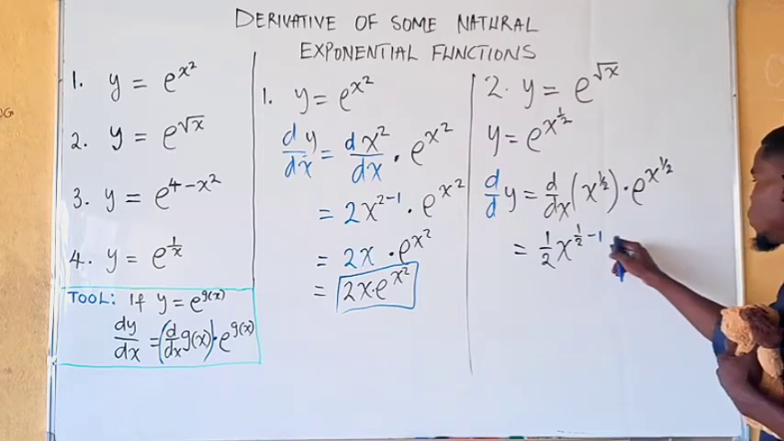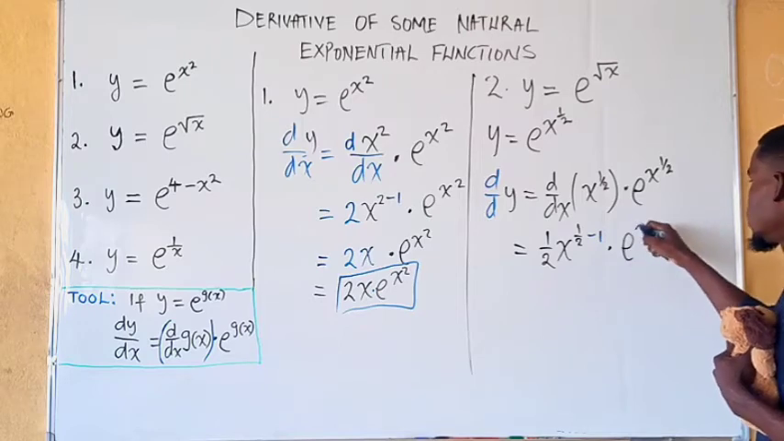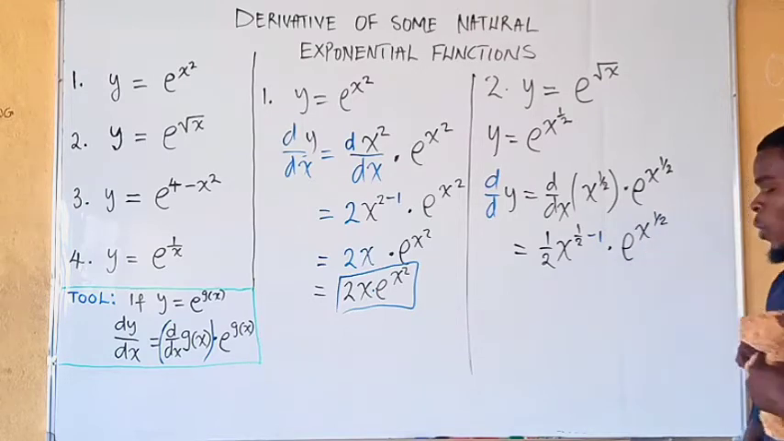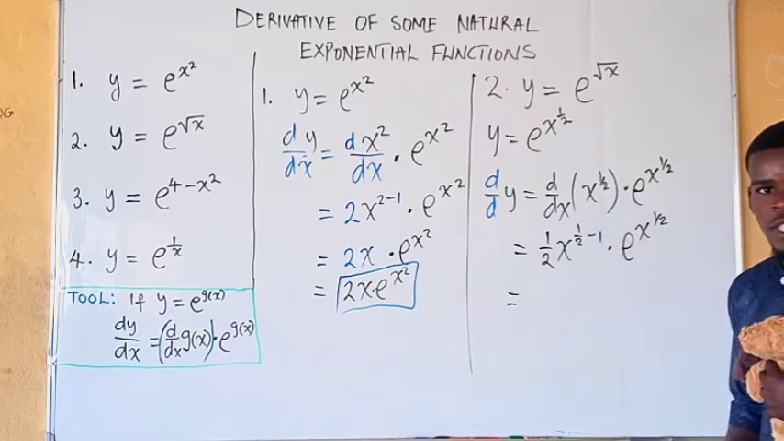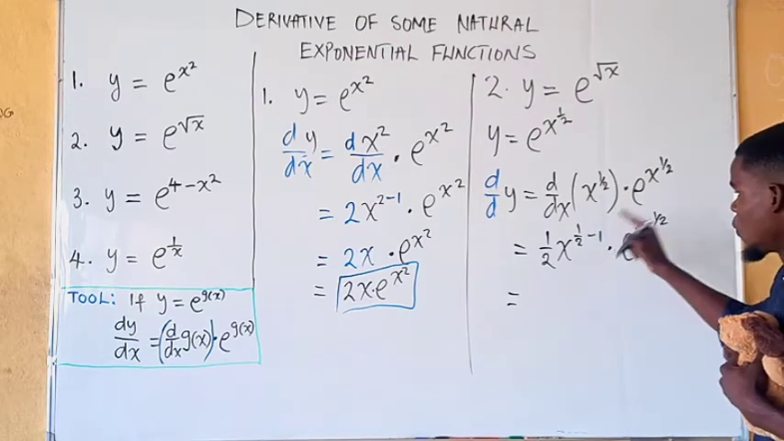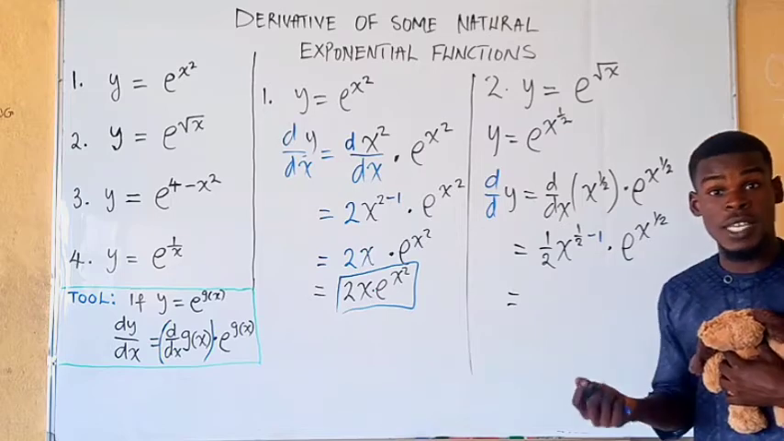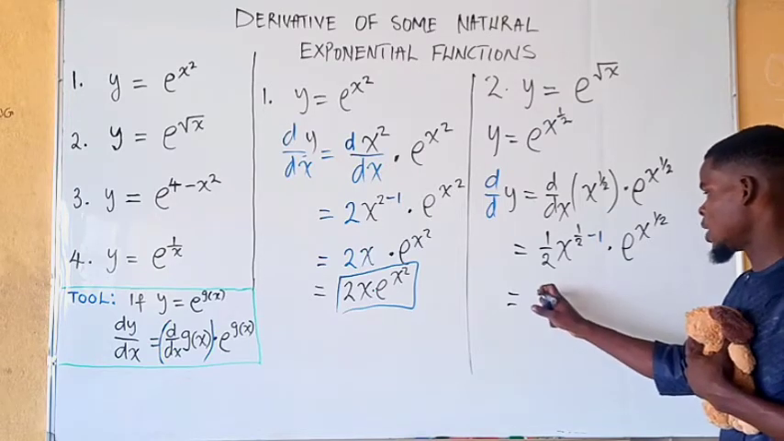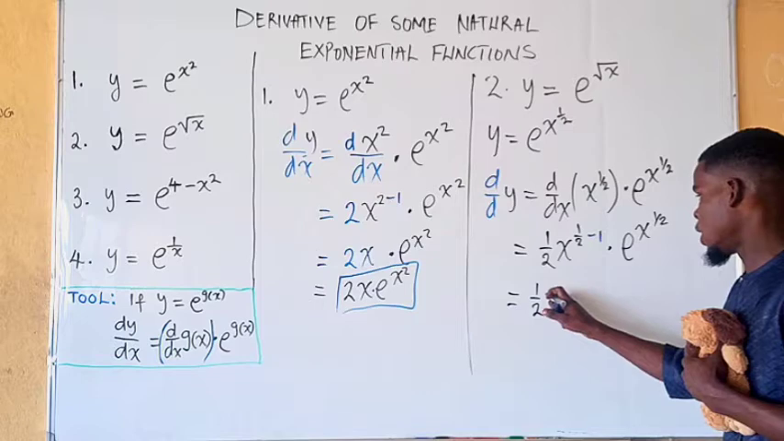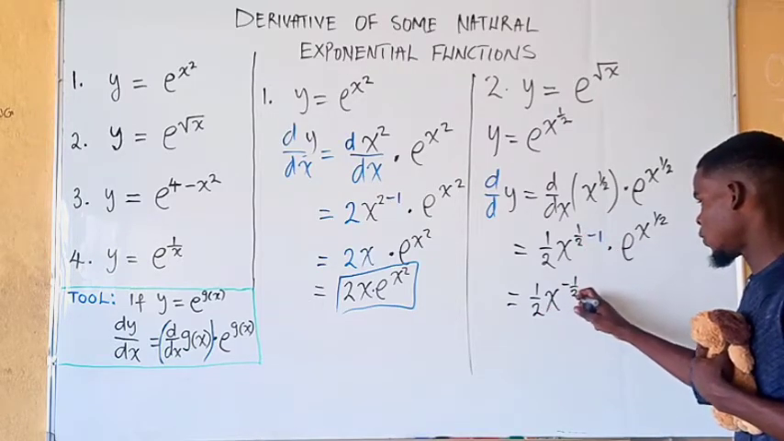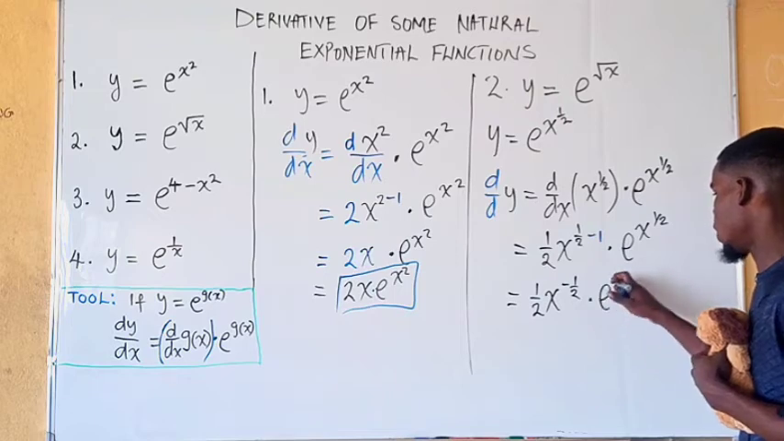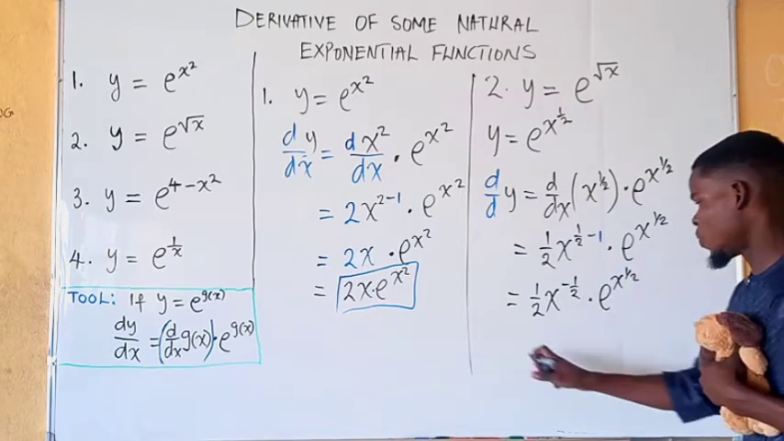And then we multiply it with this right here, which is just e to the power x, then x is raised to the power 1/2. Good. Then we're just going to have to do some subtraction of fractions there. 1/2 minus 1. Well, the result is going to be negative 1/2, right? So I'm going to put it down step by step. 1/2, then x raised to the power of 1/2 minus 1, as I said earlier, is negative 1/2. Then you multiply it with e raised to the power x, then x is raised to the power 1/2.